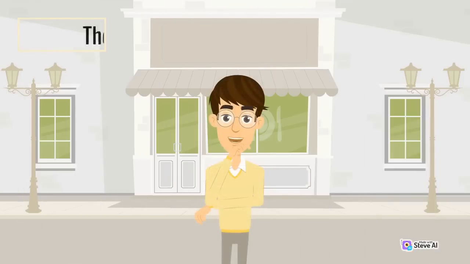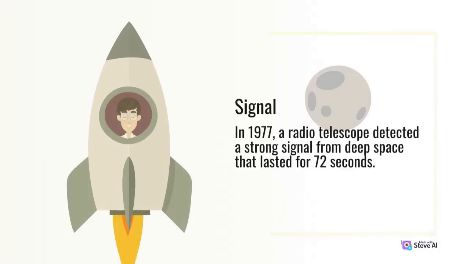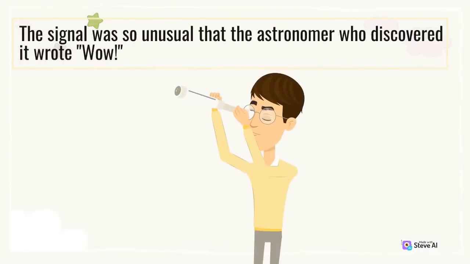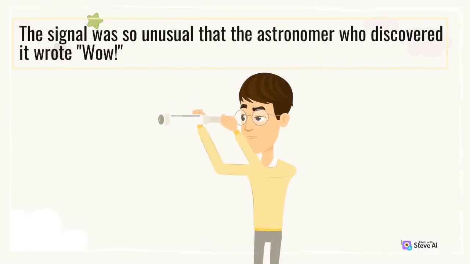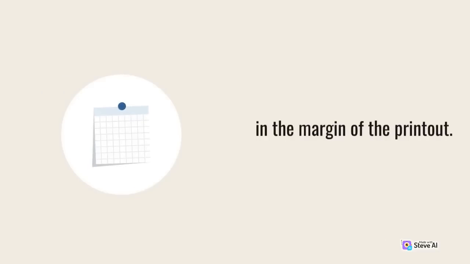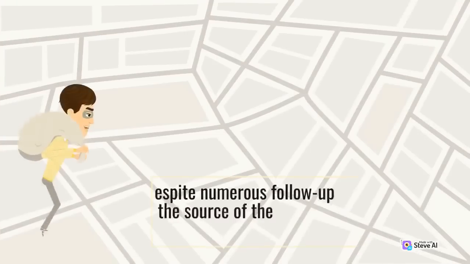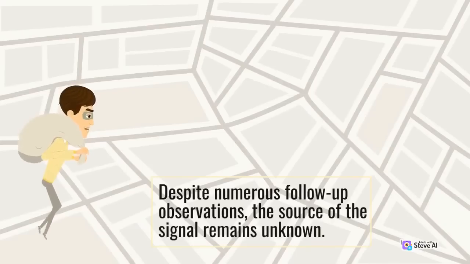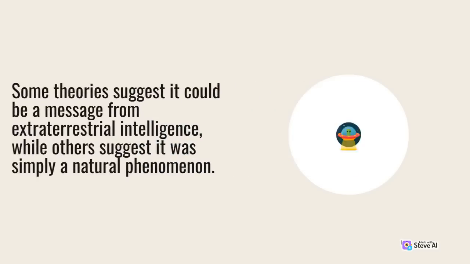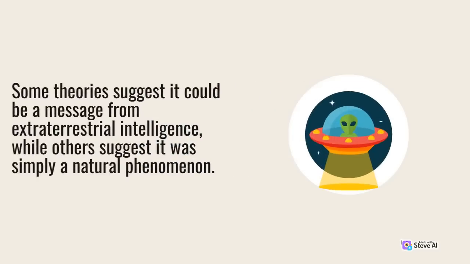The Wow signal. In 1977, a radio telescope detected a strong signal from deep space that lasted for 72 seconds. The signal was so unusual that the astronomer who discovered it wrote "wow" in the margin of the printout. Despite numerous follow-up observations, the source of the signal remains unknown. Some theories suggest it could be a message from extraterrestrial intelligence, while others suggest it was simply a natural phenomenon.